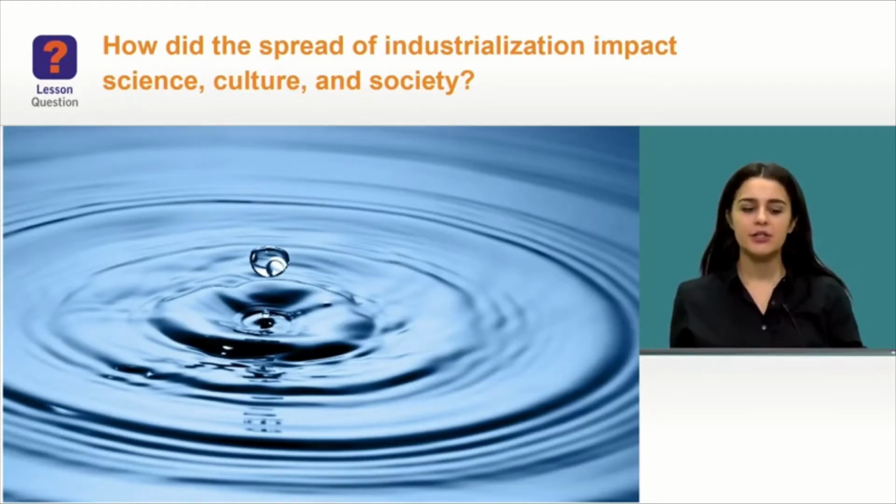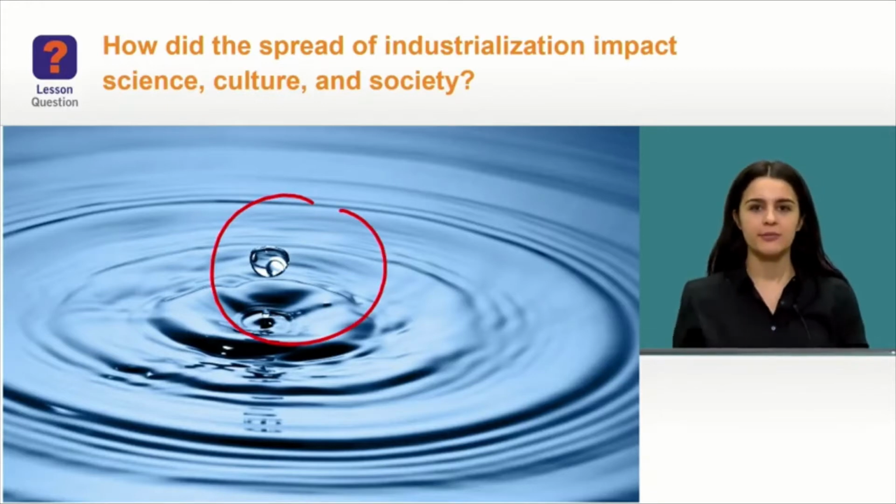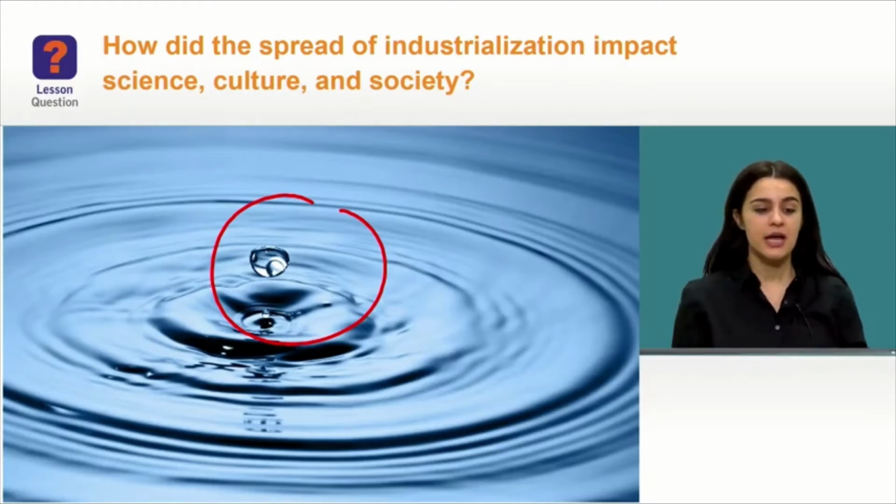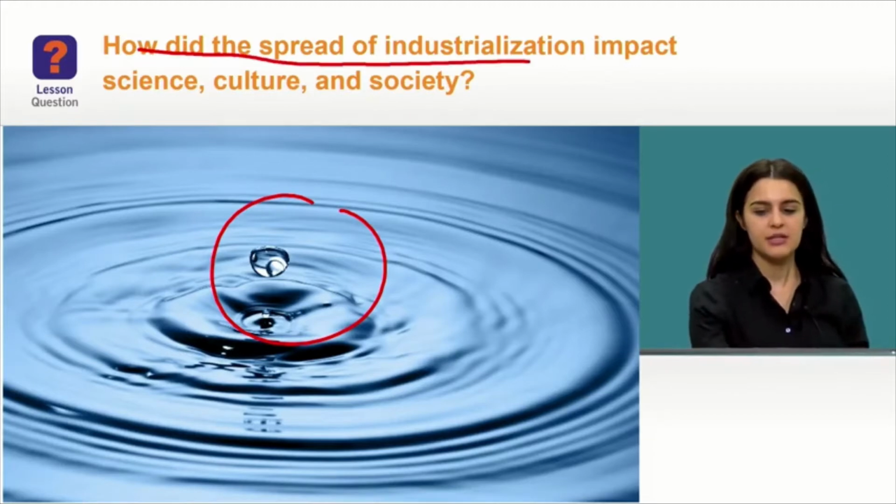Take a look at this picture of the water droplet right here. As it lands in the water, it creates a ripple that spreads out and touches other things in the water. This is like how industrialization spread out to impact many other things, such as science, culture, and society. This will help us answer the lesson question, how did the spread of industrialization impact science, culture, and society?